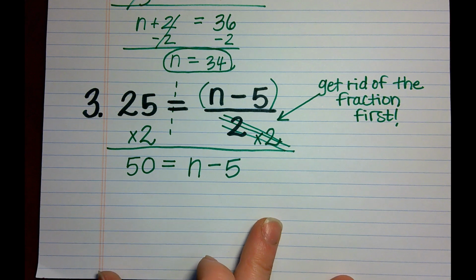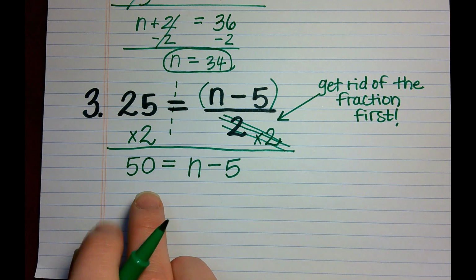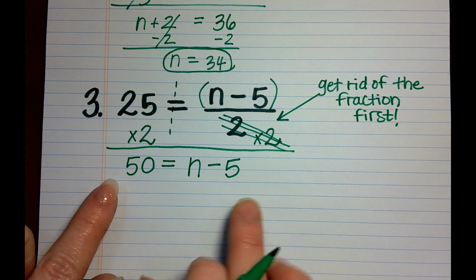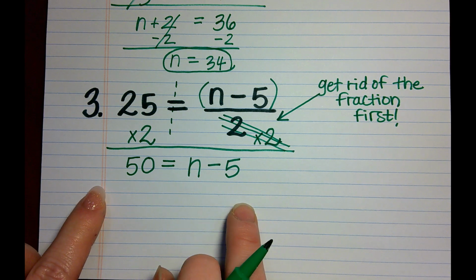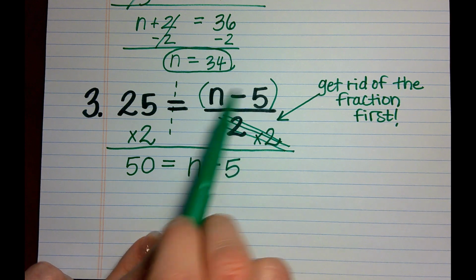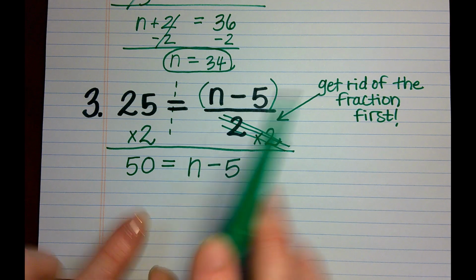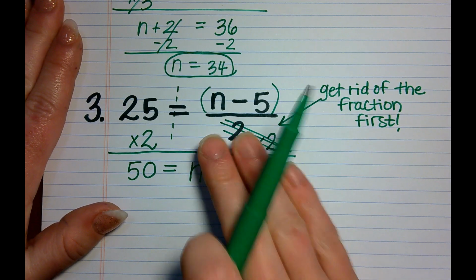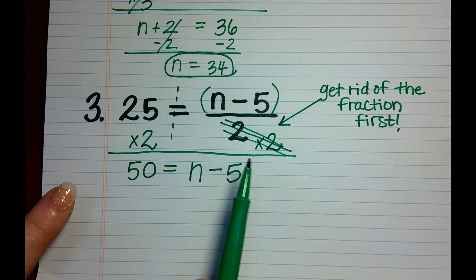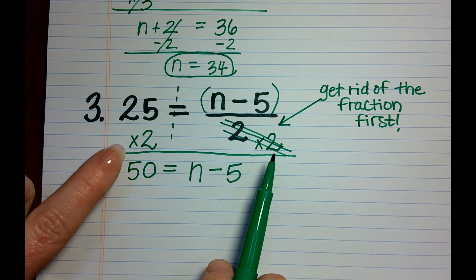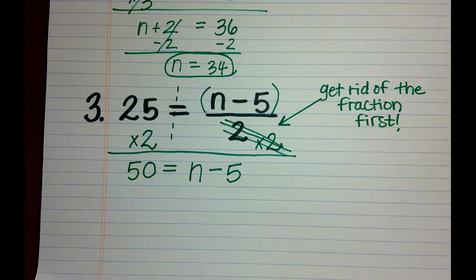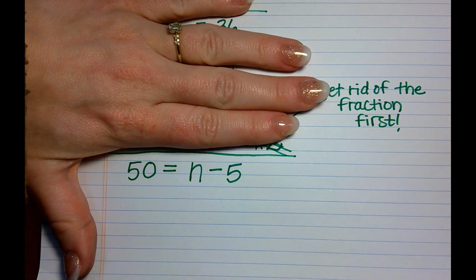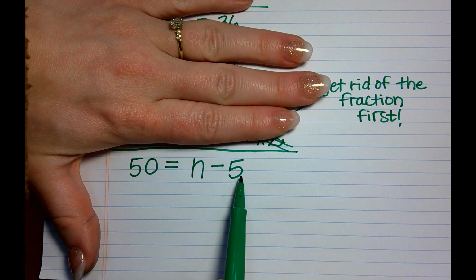So now we're here. Now before we start doing the next step, does anybody feel uncertain about how we got to this point? Just to recap real quick: we had this side of our equation divided by 2. We wanted to get rid of the 2, so we did the opposite. We multiplied by 2 on both sides. I got 50 equals n minus 5. Now it's like we have a whole new equation. It's just 50 is equal to n minus 5.